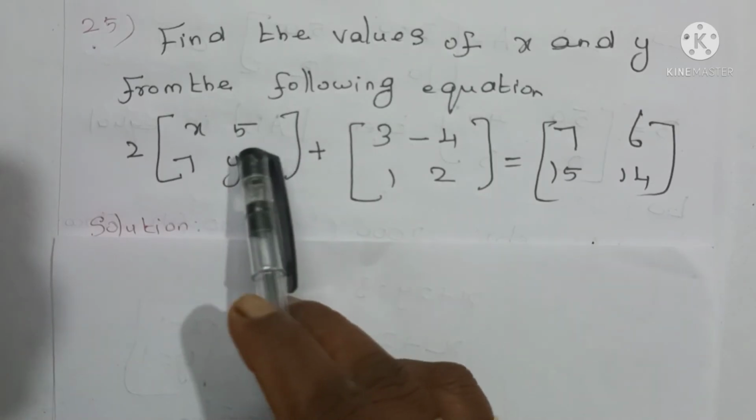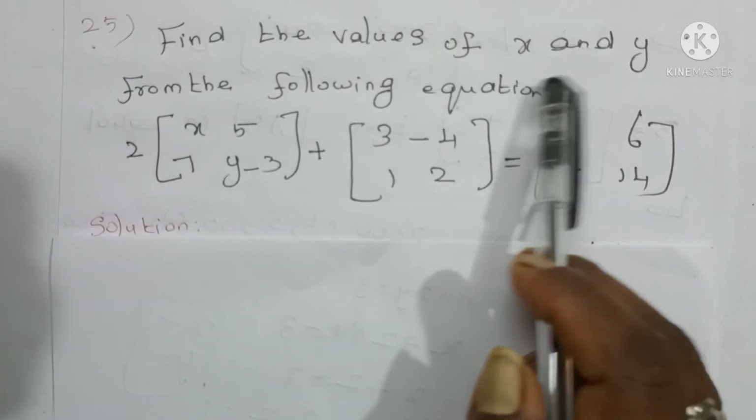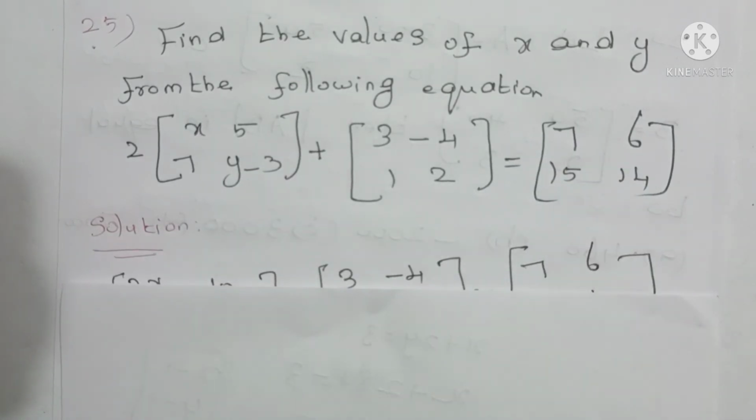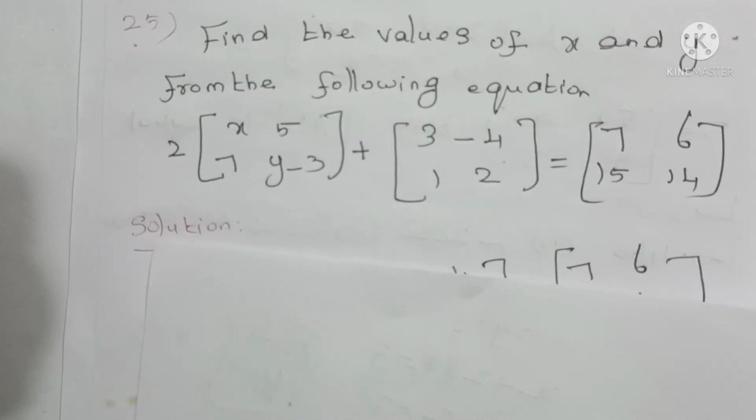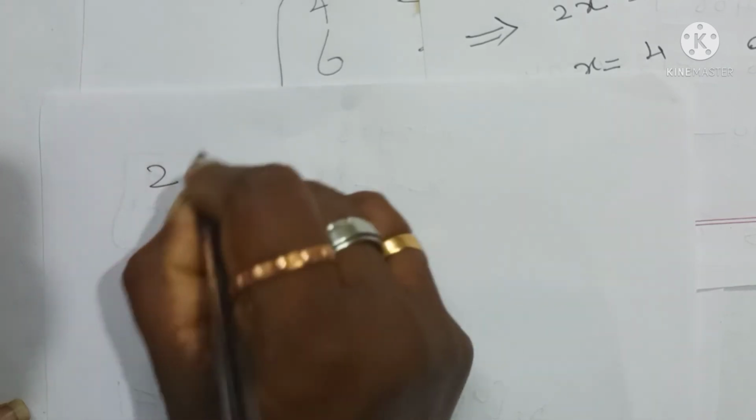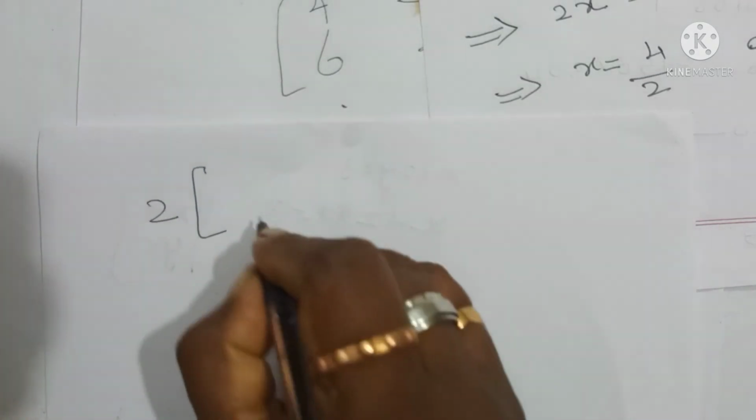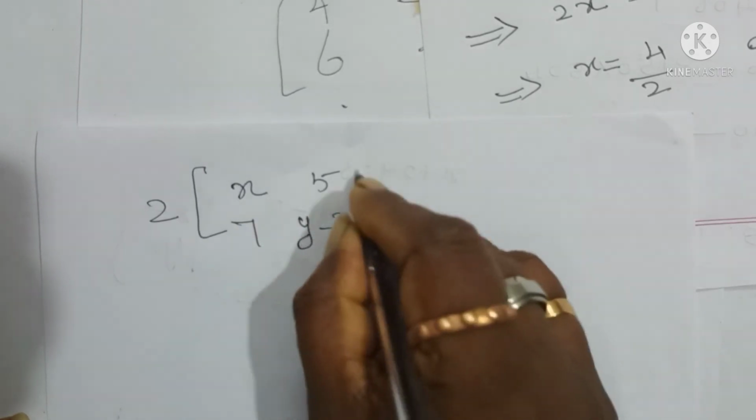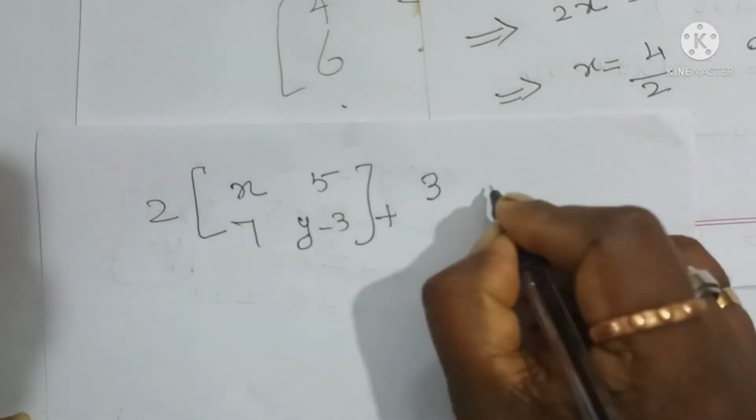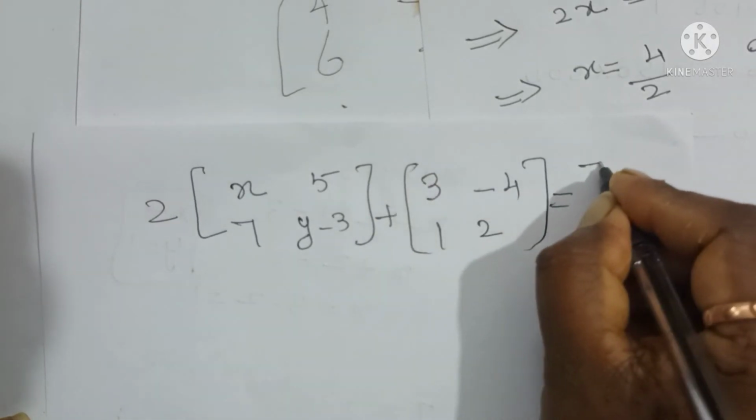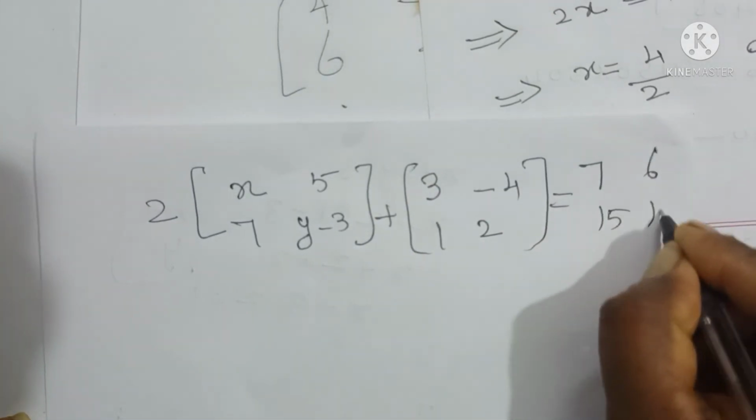Next, move on to the 25th question. Find the values of x and y from the following equation. They have given one equation, and you have to find the values of x and y. First write the equation: 2 into the matrix [x 5; 7 y minus 3], plus the matrix [3 minus 4; 1 2], equals [7 6; 15 14].